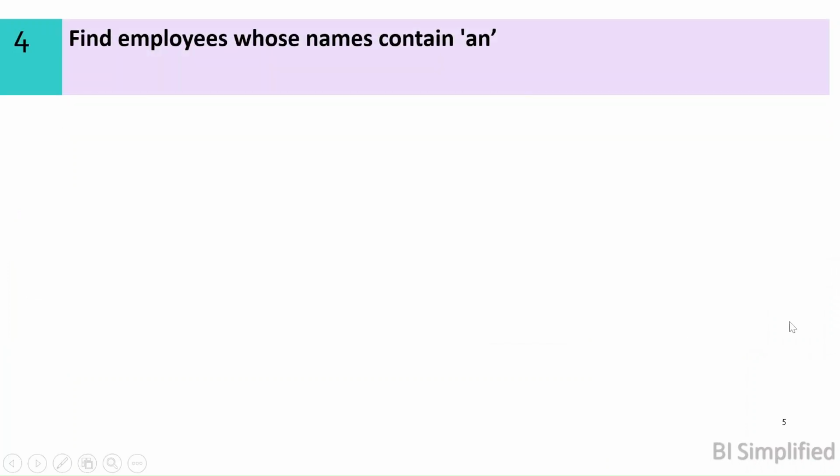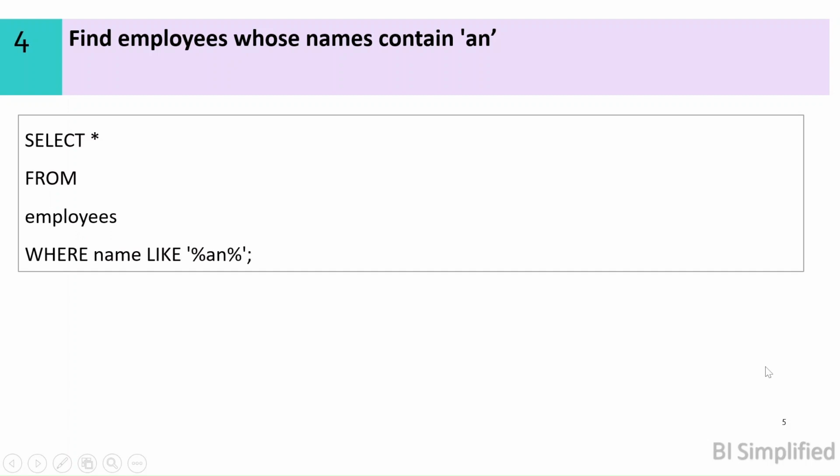Next, find employees whose names contain "and." So for that, you have to write a SQL query, and the query is, select star from employees, consider employees as the table name, where name like, so here you have to use the like operator, and then the percent sign, "and," and again ends with another percent sign. So this condition where name like percent, and, then again percent sign, it will basically check if this "and" character exists in any of the employee names, and it will populate those employee names. So next question.